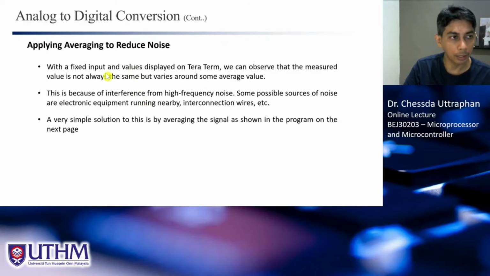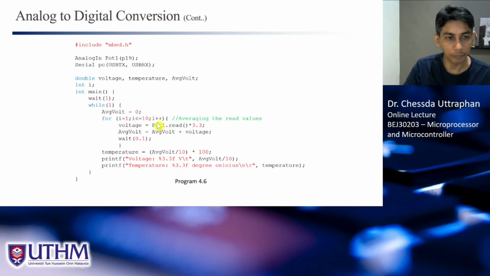What is applying averaging? It means that we average the readings, get the average from the readings. So for example, if we have many readings, just like this, what we do is we take 10 readings or more than that, or any number. The more the better, right? And we get the average value.